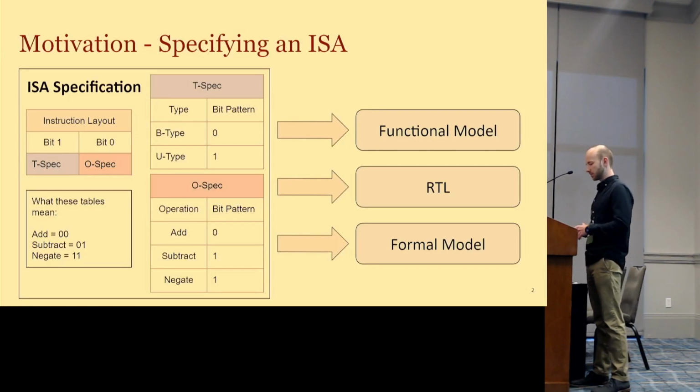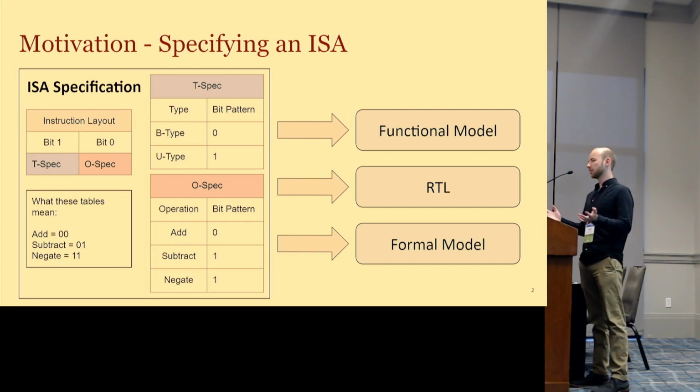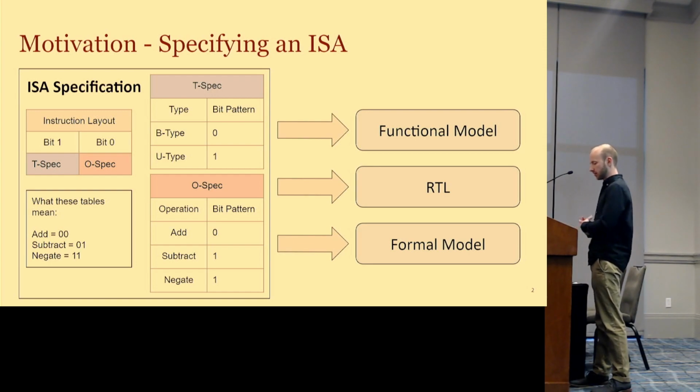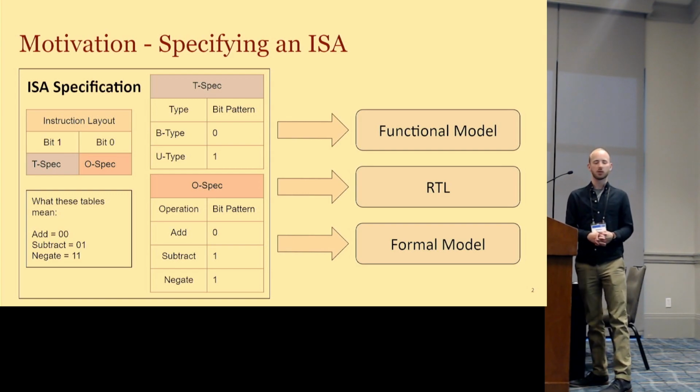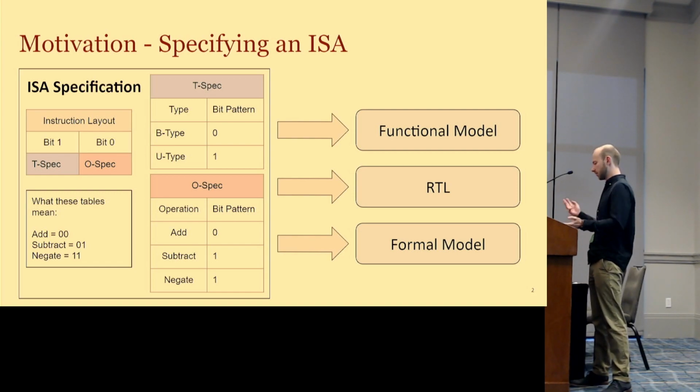So the motivation for this project was pretty well introduced during the beginning of PLARCH in the morning. Essentially, during the creation of a hardware design, you typically have an ISA specification. It can be written in a text document or a PDF that looks something like what I've shown on the left. From that ISA specification, you need to generate a couple of different things.